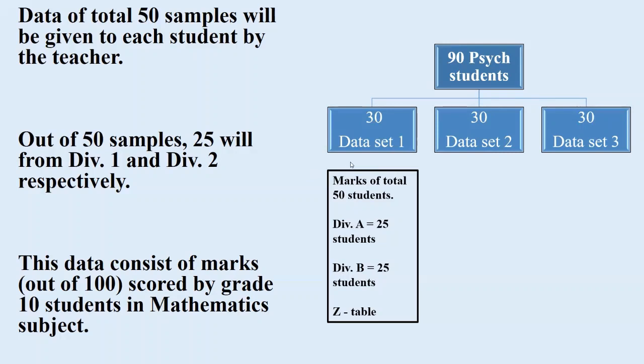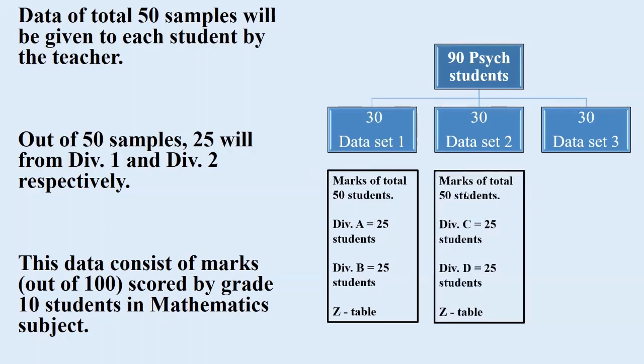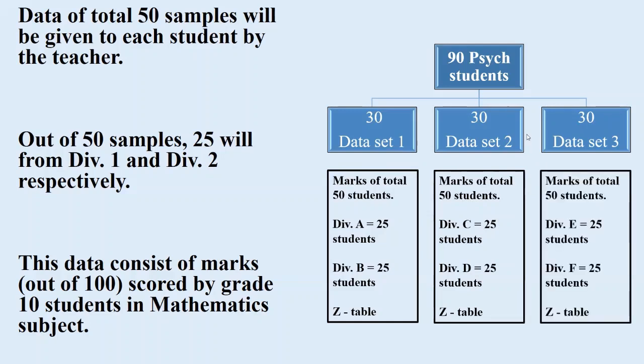Same way for group 2, they will receive data set 2. It will consist of marks of a total of 50 students belonging to C and D division and a Z table. And same way for group 3, they will receive data set 3 and marks of a total of 50 students belonging to E and F division along with the Z table. Now, what is this Z table? That we will discuss later on in this video. Now, I have the record of all of you and I know which student is going to use which data set. So please don't try to exchange the data set with each other.